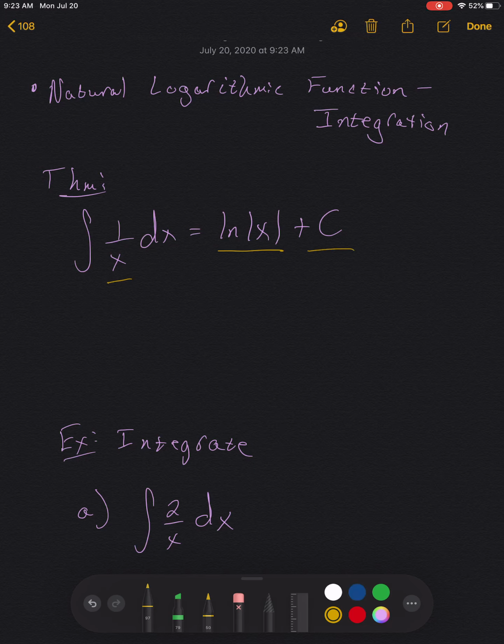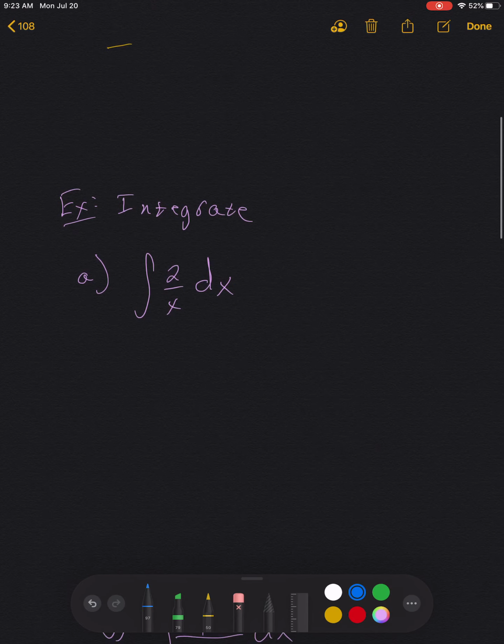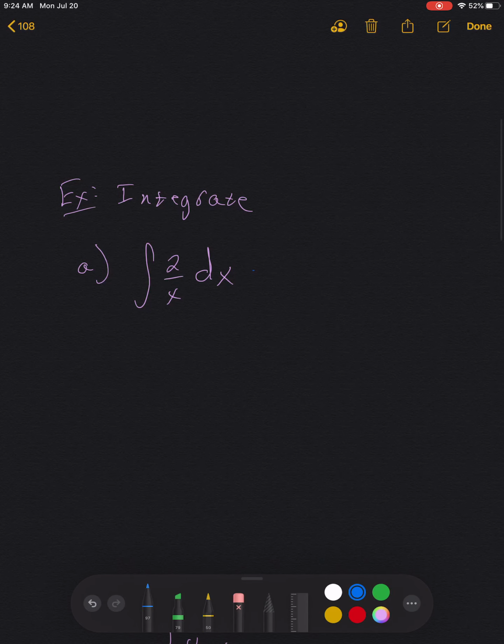So let's look at a few examples of integrating using this formula. First of all, as always, constants can be pulled out of integrals. So if I don't have 1 over x, but I instead have 2 over x, I can just pull that 2 out. And that leaves me with the integral of 1 over x dx.